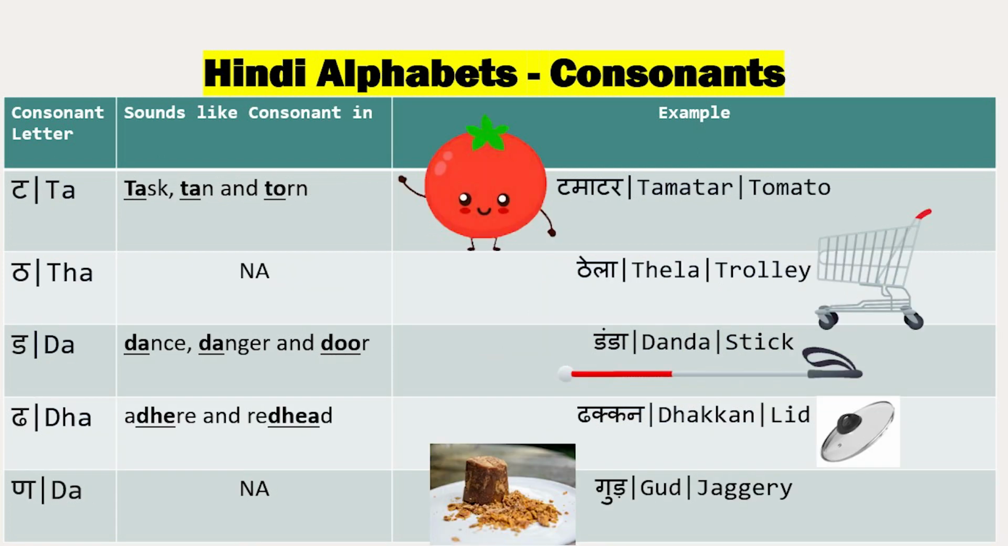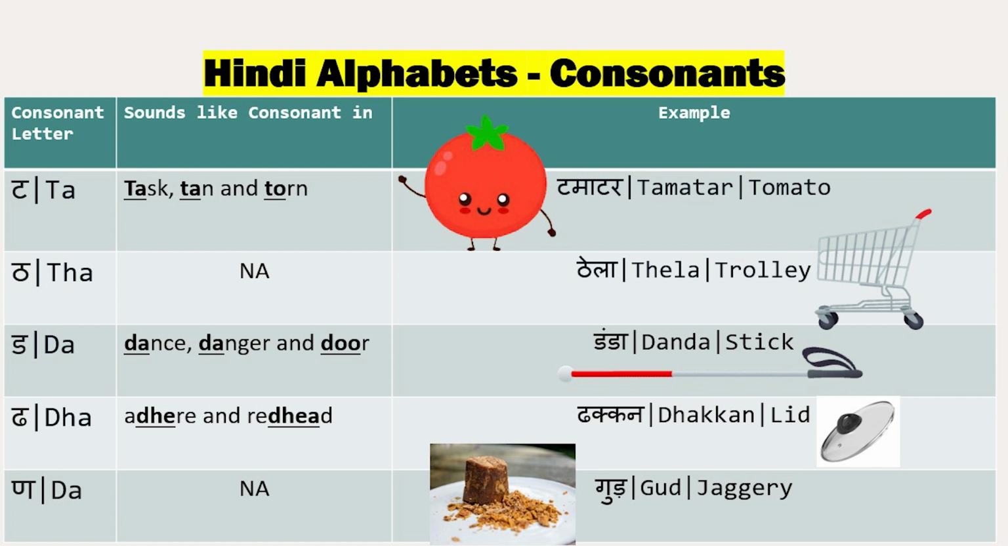Let's look at the next 5 consonants: t, th, d, dh, and n. The letter t is like how you pronounce task, tan, and torn. Hindi word tamatar, which means tomato, starts with the letter t.